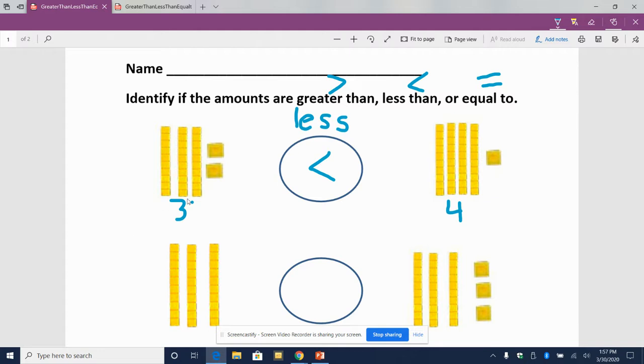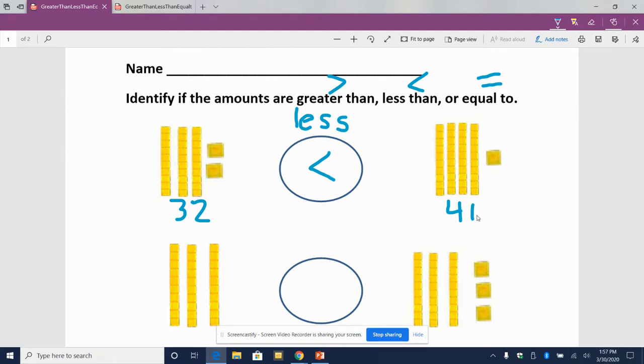So if I wanted to read this question, I can say 3 10s is less than 4 10s. Or if I wanted to read the whole answer, we have 3 10s and 2 1s. So we have 32. And over here we have 4 10s and 1 1. So we have 41. So to read this in a complete sentence, we can say 32 is less than 41. And that's what we're going to be talking about soon enough.